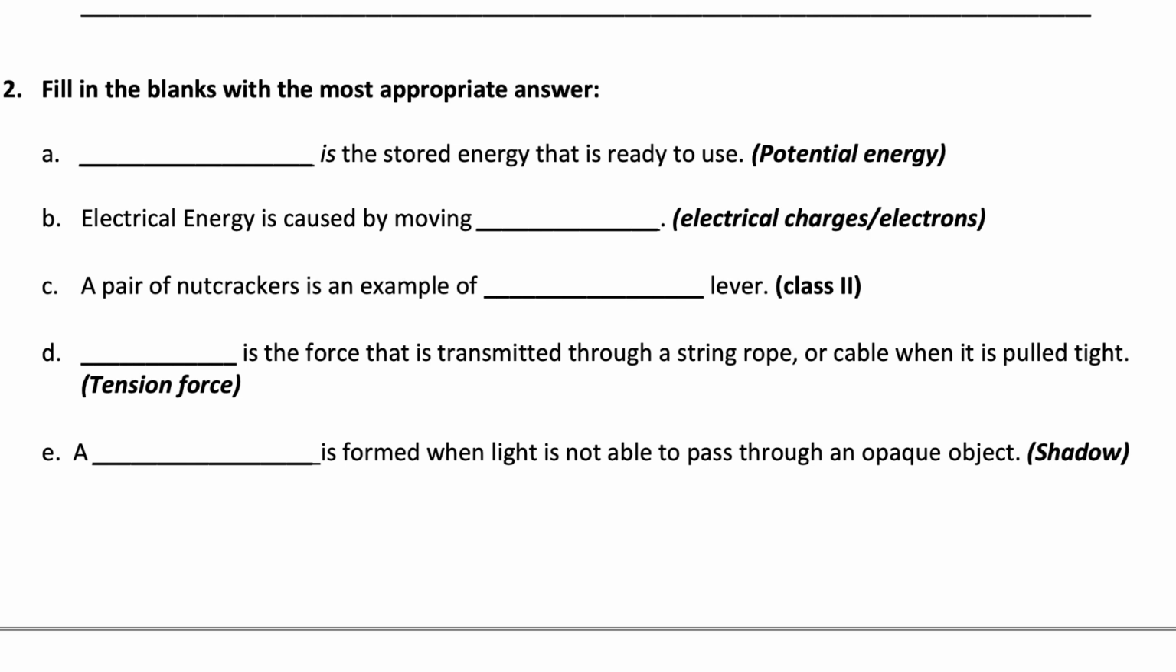Third, a pair of nutcrackers is an example of dash lever. A pair of nutcrackers is an example of class second lever. Fourth, dash is the force that is transmitted through a string, rope or cable when it is pulled tight. The answer is tension force. Fifth, a dash is formed when light is not able to pass through an opaque object. The answer is shadow. A shadow is formed when light is not able to pass through an opaque object.